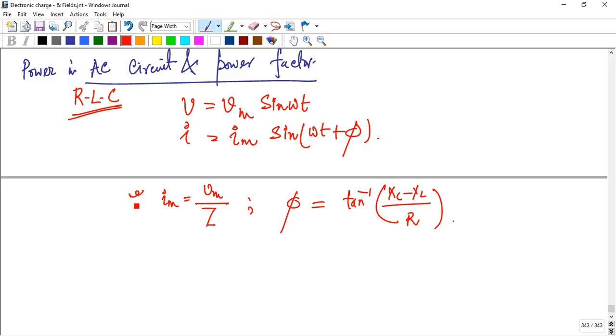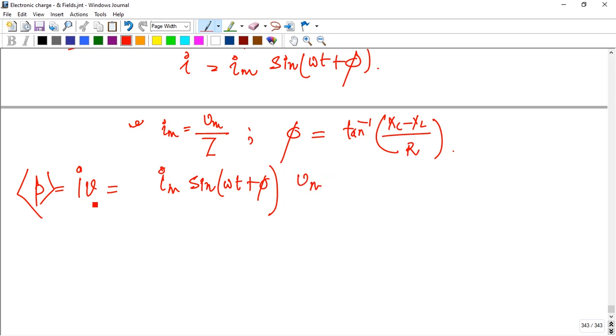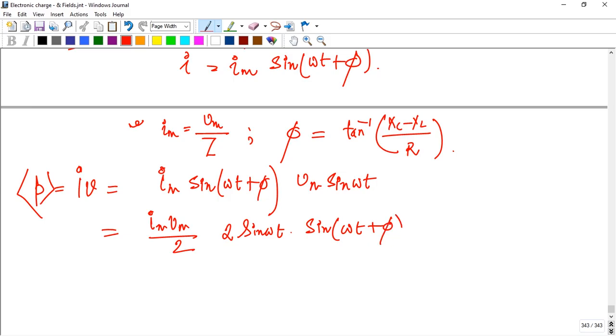So what is the power? The average power is I times V. Here I equals Im sine omega t plus phi, and V equals Vm sine omega t. So we get Im Vm by 2 times 2 sine omega t sine omega t plus phi.